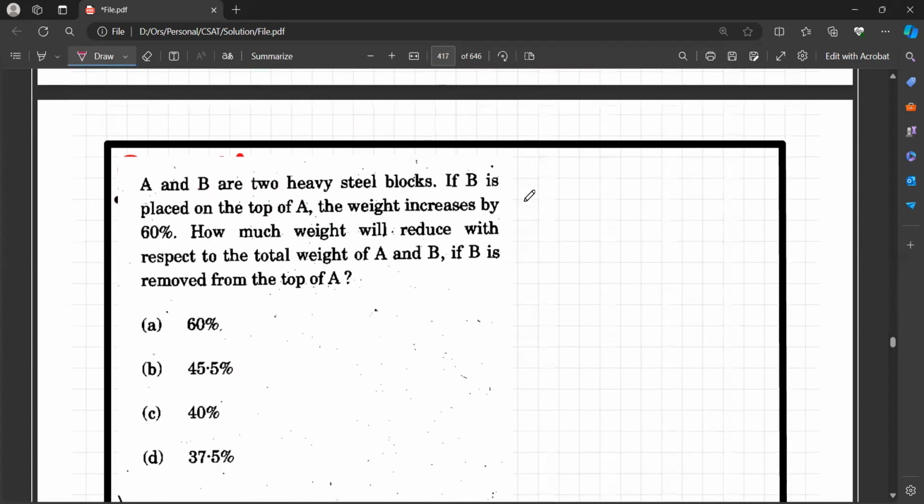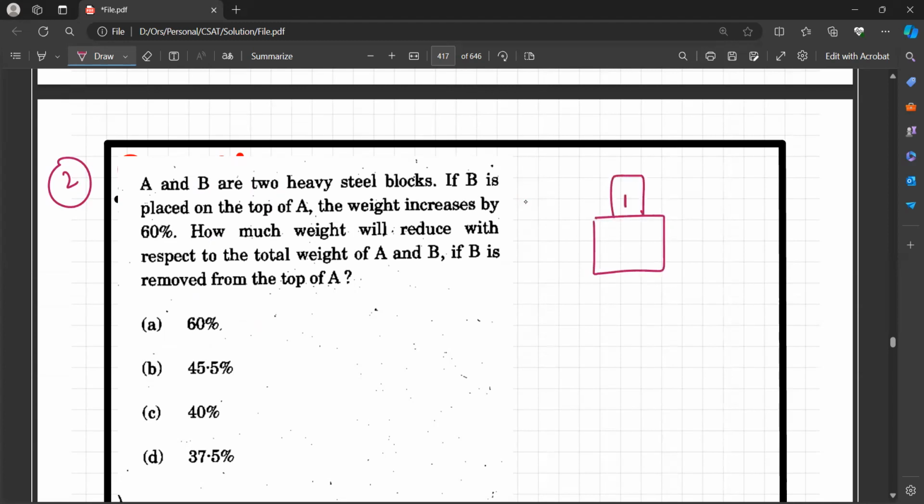Question number 2. A and B are two heavy steel blocks. If B is placed on the top of A, the weight increases by 60%. This is B placed over A. How much weight will reduce with respect to the total weight of A and B if B is removed from the top? Okay. Now suppose A's weight be 100.